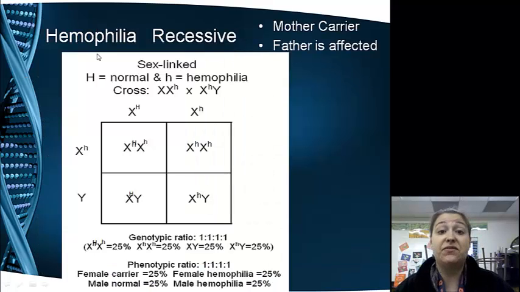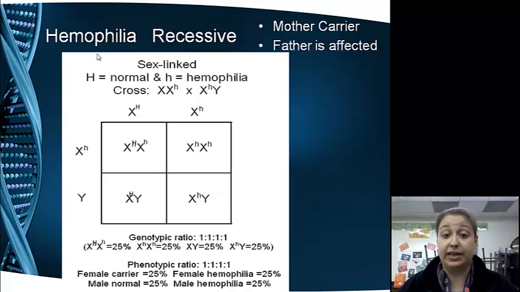Now looking at hemophilia. Hemophilia is also X-linked. Hemophilia is recessive. So again, for the females, we must have 2 little h's, but for the males, we only have to have one little h. Now we have a heterozygous mother, big H little h, and a hemophilic father. So he does have X little h, so he has hemophilia.